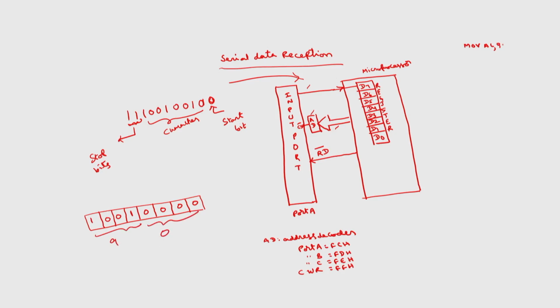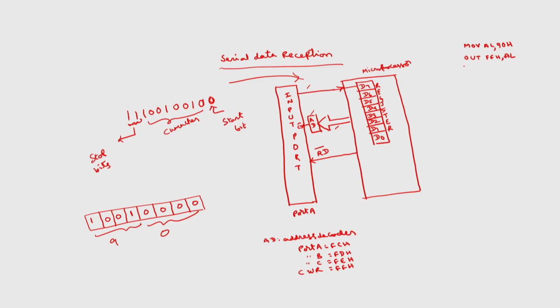We have to take AL with 90H, so that port A will be programmed as input port. OUT control register FFH comma AL. These two instructions will program port A as input port, and port B, port C as output ports, all in mode 0. Now, I will set this counter to 8, because I have to store only 8 useful bits. I will take BL as 00H, later I am going to use this BL content. There are some initializations.